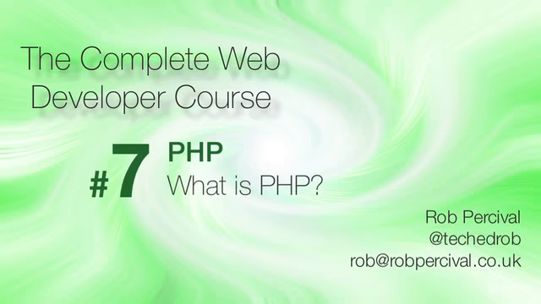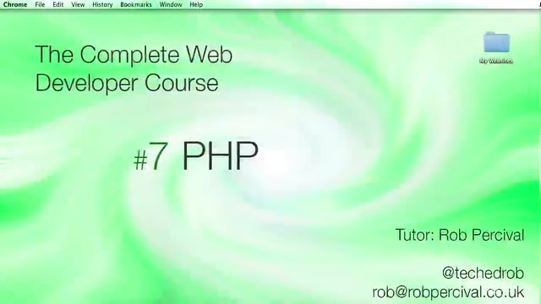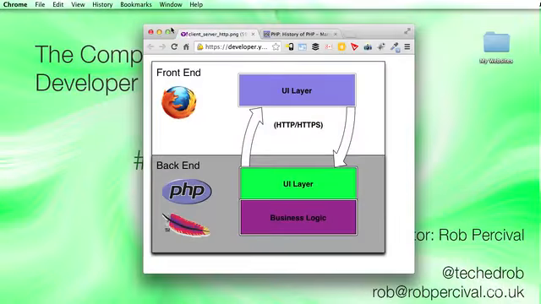Congratulations on making it to Chapter 7 of the Complete Web Developer course. Now, so far we've been mostly focused on HTML, CSS and JavaScript. Now they're all front-end or client-side languages because they happen on the user's computer.